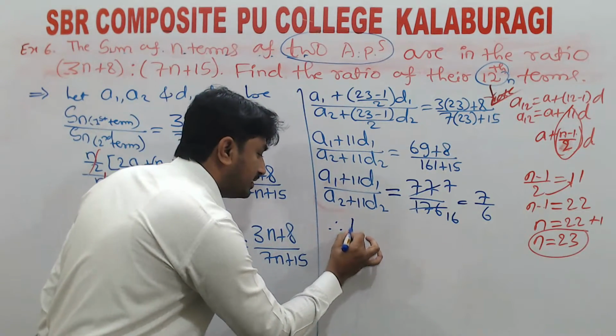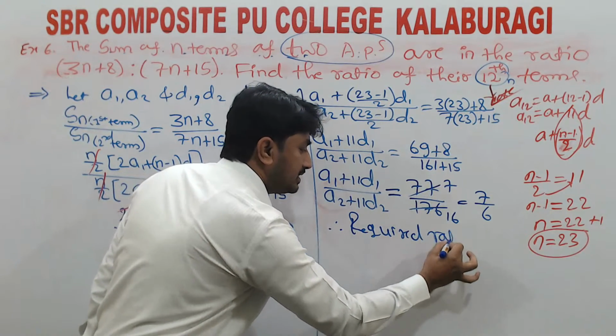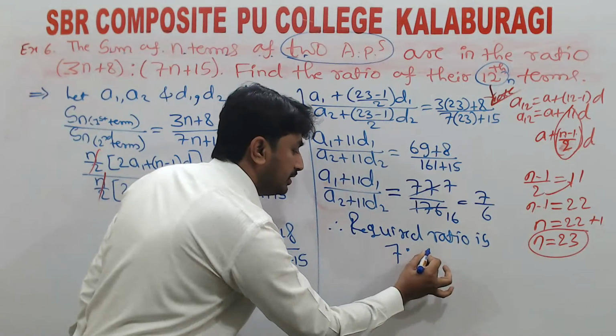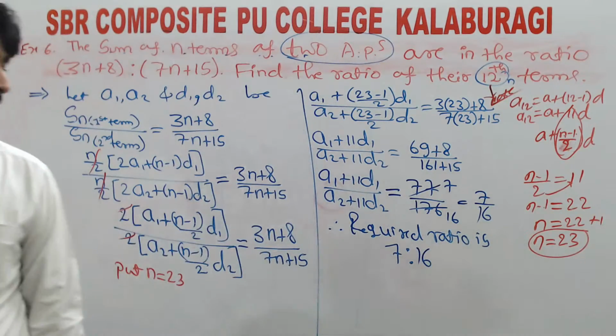Therefore, our required ratio is 7 is to 16.